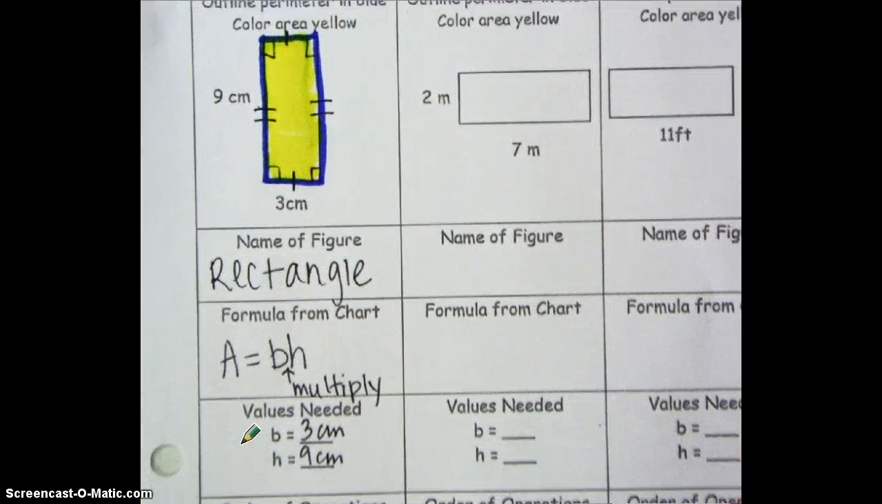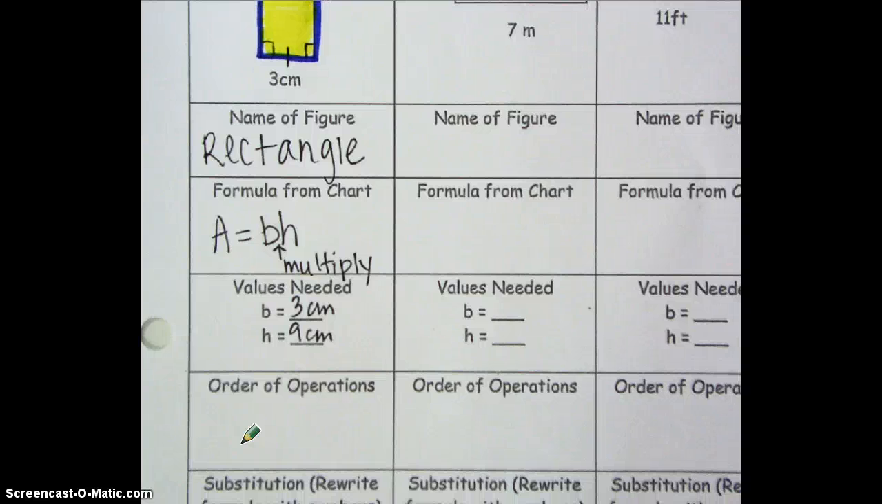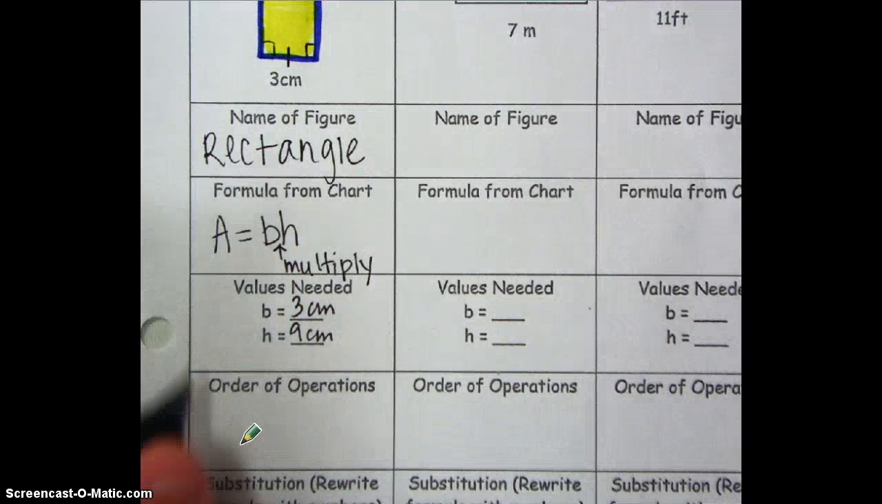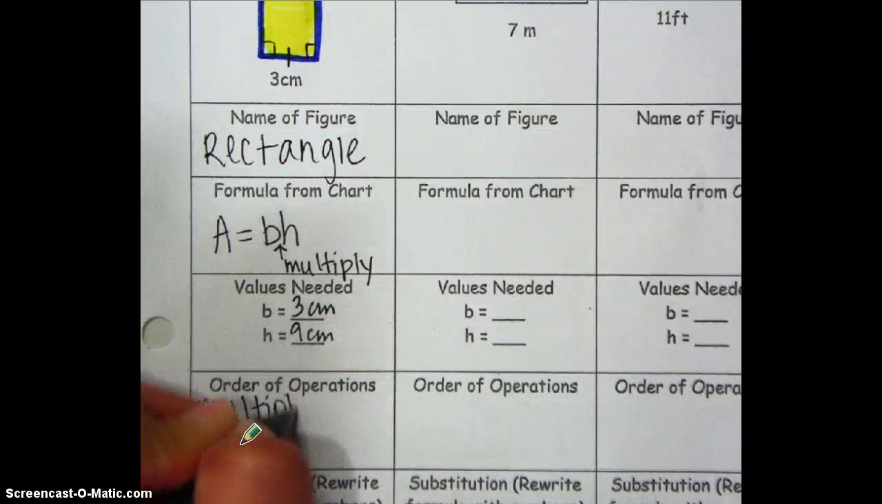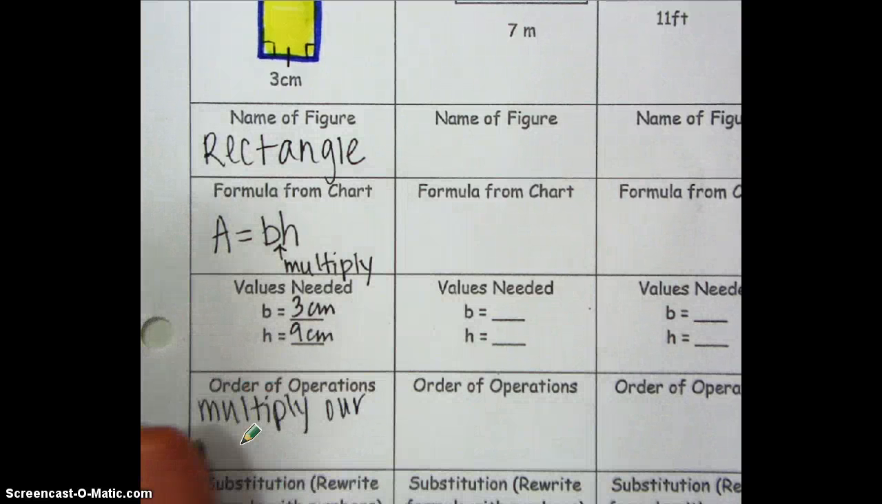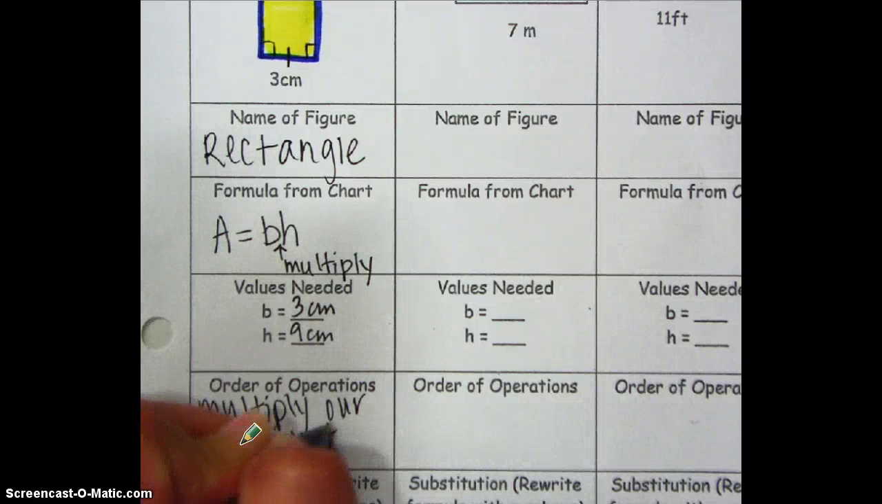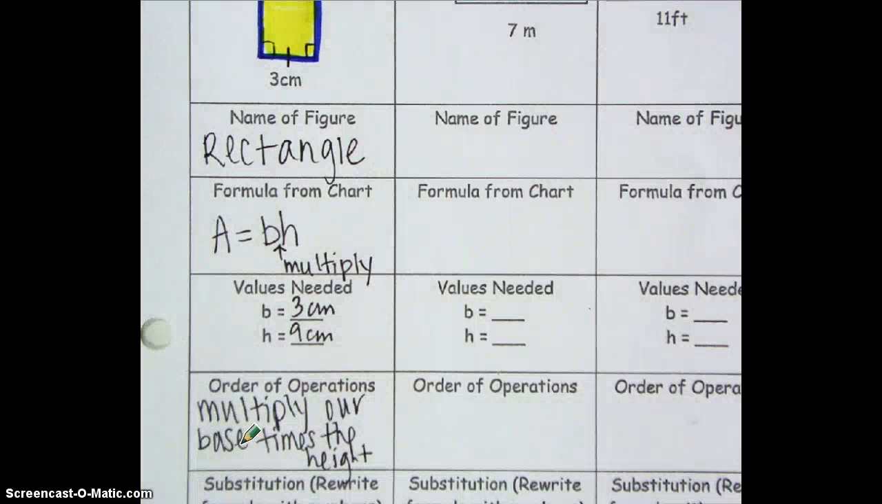Now, for the formula for area of a rectangle, all we need to do is multiply our base times our height. So we don't really need to follow the order of operations, but we do need to remember that we're going to multiply our base times our height.